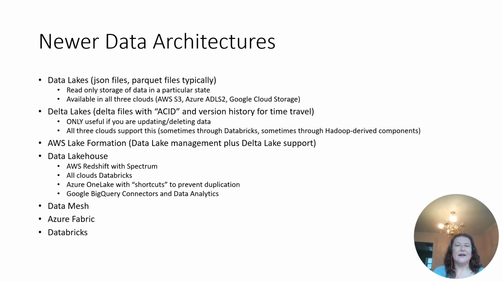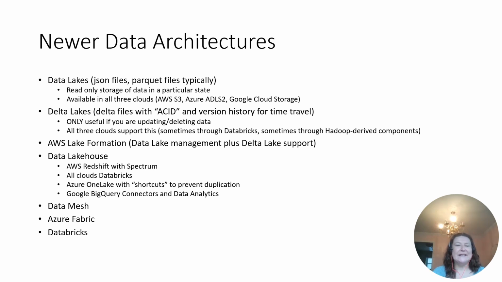Some of the newer data architectures you're going to see in the cloud, for example, are data lakes, which are usually read-only storage of data in a particular state. That data may be JSON files, Parquet files, or lots of other types of files as well. Data lakes are available in all three clouds. S3 in AWS provides a data lake. You can use Spectrum on top of that to get to the Redshift data warehouse.